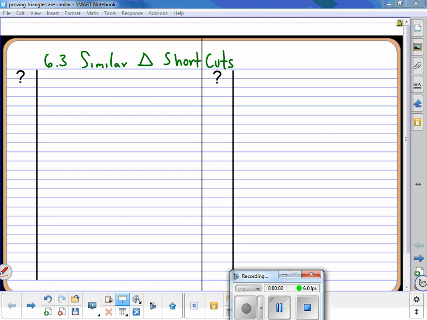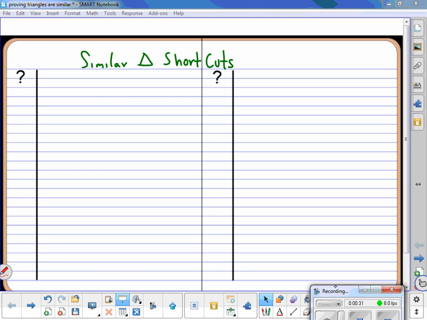All right, ladies and gentlemen, so we are going to talk about similar triangle shortcuts. This is how you prove triangles are similar, okay? So what I'm going to do is I'm going to actually have it just like your notebook. So you are going to put exactly what I write on the left side and also on the right side as well, okay? Now, we're going to do the definitions on the left and examples on the right.